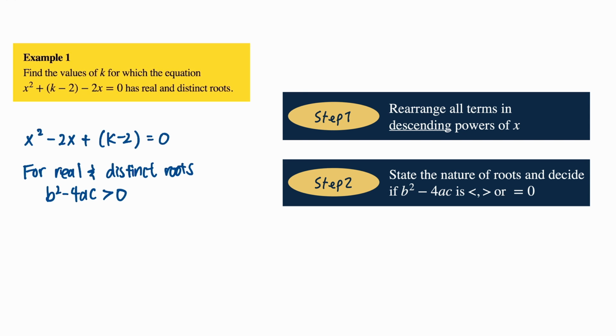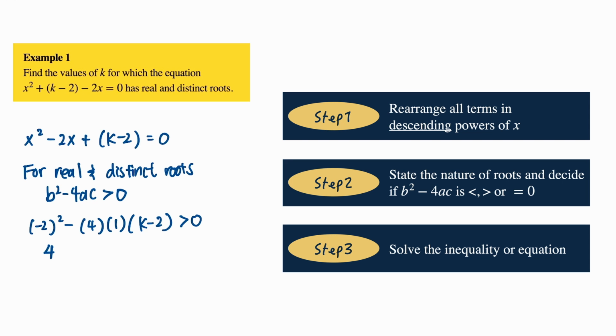Substitute in the values of b, a, and c, which is minus 2 squared, minus 4 multiplied by 1 multiplied by k minus 2, and it is more than 0. Now the third step is to solve this inequality, which is 4 minus 4k plus 8 is more than 0, minus 4k more than minus 12.